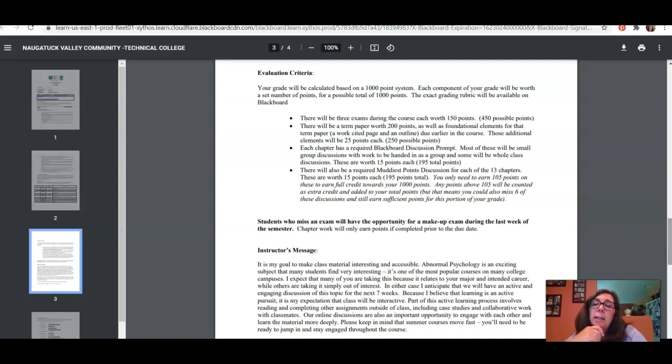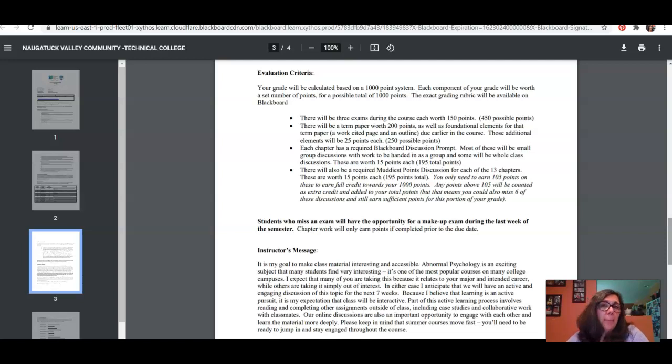What you'll see here in italics is that you only need to earn 105 points to get to your 1,000 if you do the math. Right, we're at 895 through the last discussion that we talked about, so 105 would bring you to 1,000. Any points above 105, so if you engage in every one of the Muddiest Points and earn full credit, will just be counted as extra credit, kind of a buffer of points, as you will, and so it'll be added to your total.